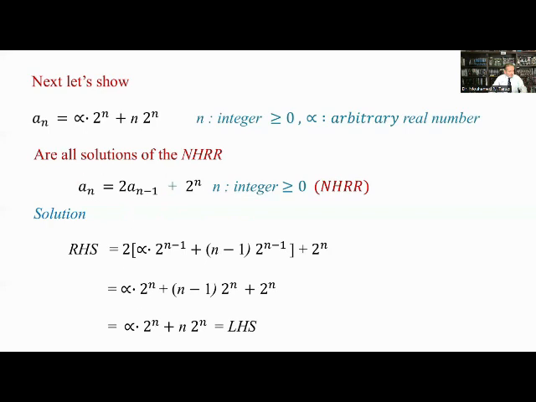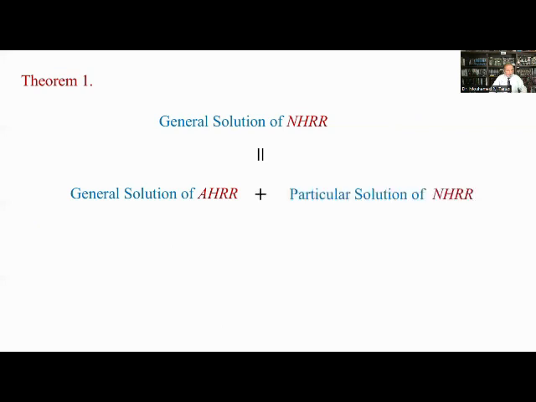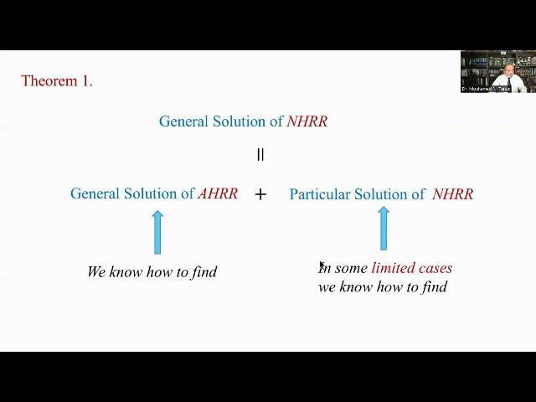All right, so now we move on. Here's the important theorem. The general solution of the non-homogeneous recurrence relation is the general solution of the associate homogeneous recurrence relation plus a particular solution of the non-homogeneous recurrence relation. We know how to solve this. We know how to solve this. This one here, we know how to do it in very limited cases, and we will discuss some of them shortly.